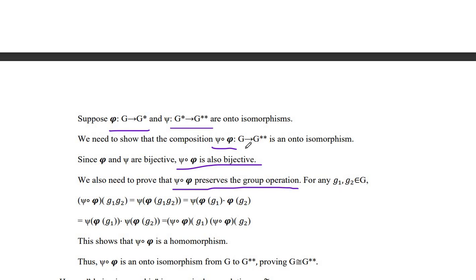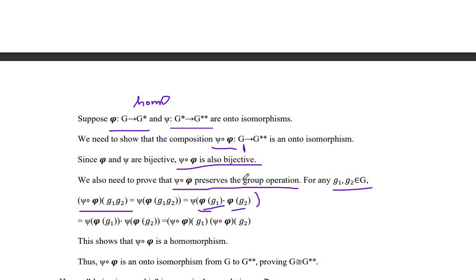For that, we'll have to consider two elements in the domain. We shall take them as G1, G2 in G. So psi composition phi of G1 G2. By the definition of composition of mappings, it is psi of phi of G1 G2. And phi being a homomorphism, that's given to us, we have phi of G1 G2 to be phi of G1 phi of G2.